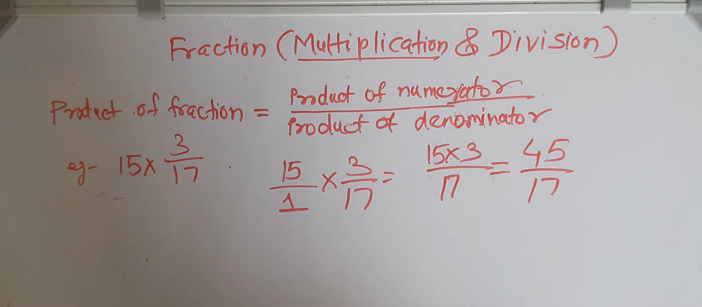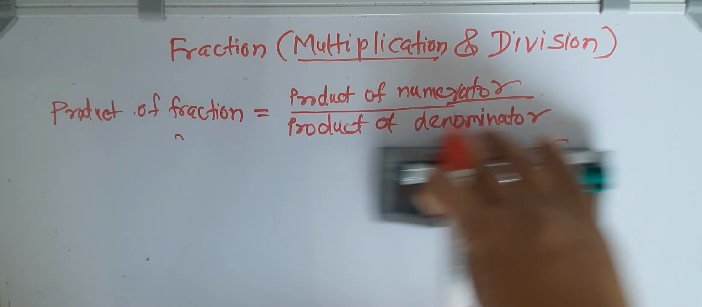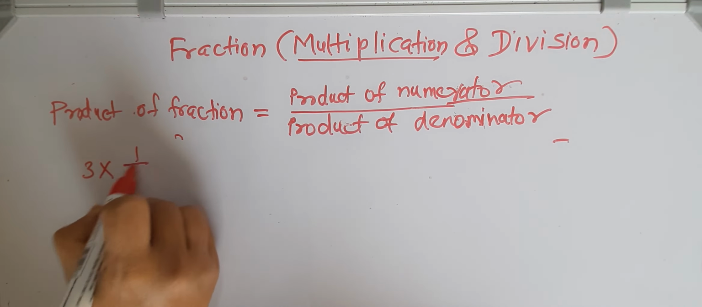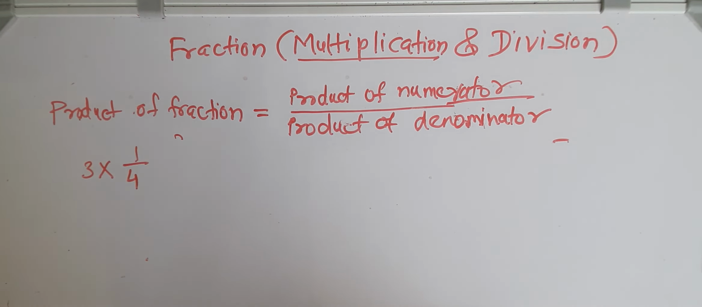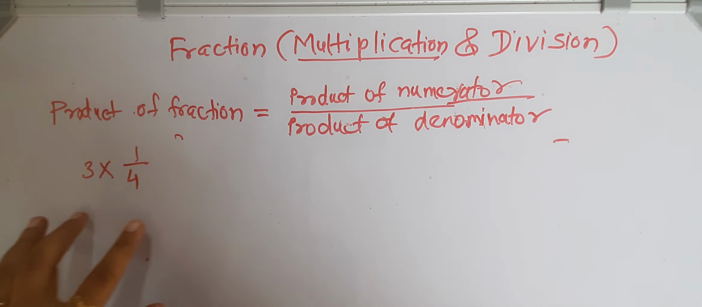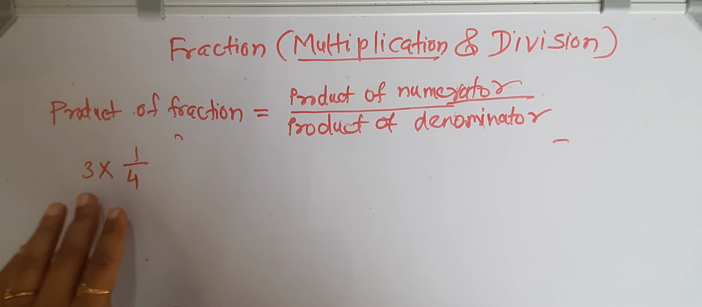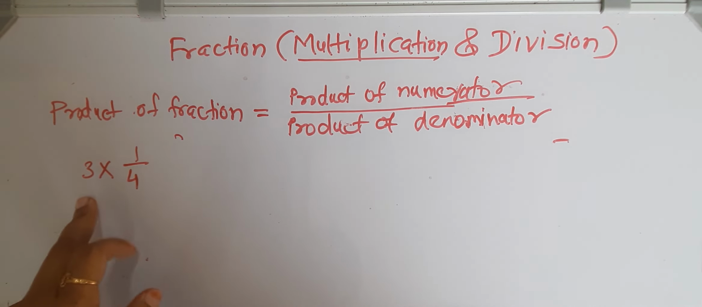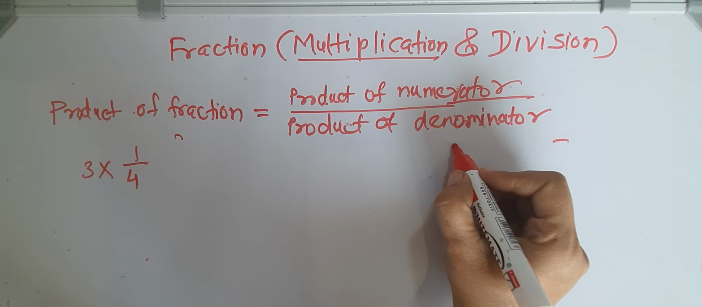To understand it more clearly, let's see if we have to multiply 3 into 1 by 4. What actually we are doing here is 3 times 1 by 4.